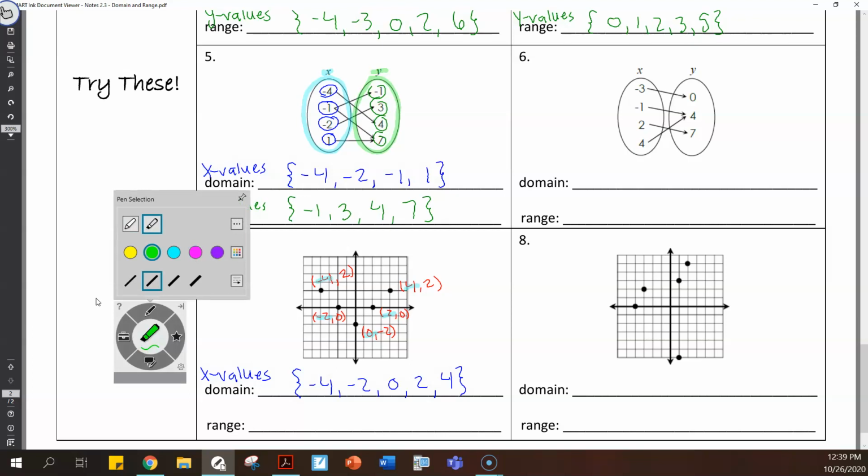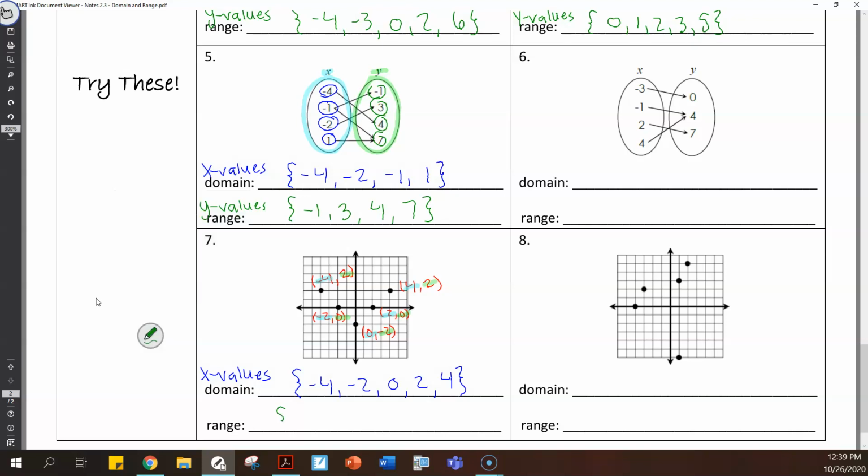For my range, I'm going to look at my y values, 2, 0, -2, 0, and 2. I'm going to list them least to greatest with no repeats. -2 is my least. Then I've got 0. It's okay that I have 2 separate points. I only need to write 1 0 in my range. And then same thing for my 2. It's all right that I have 2 of those. I just want to write it once.